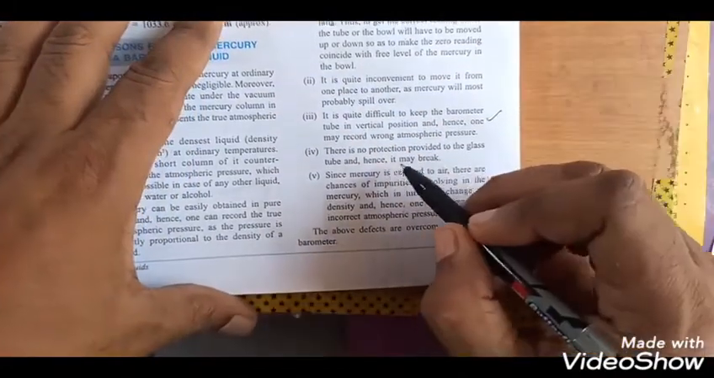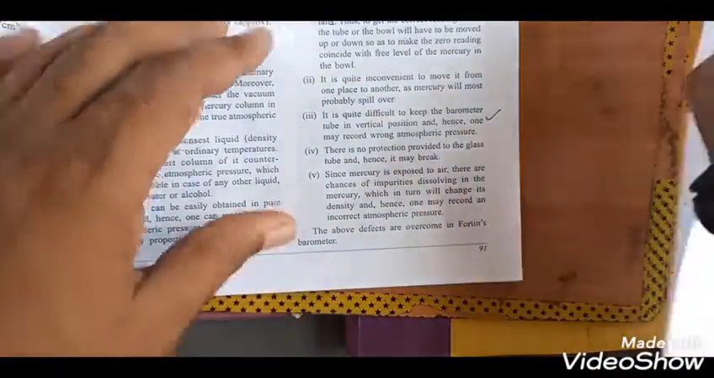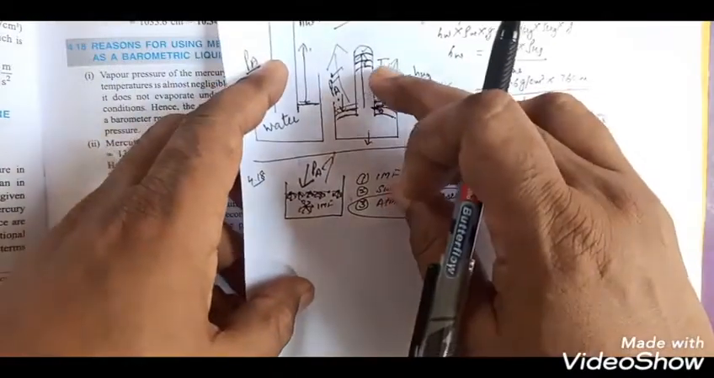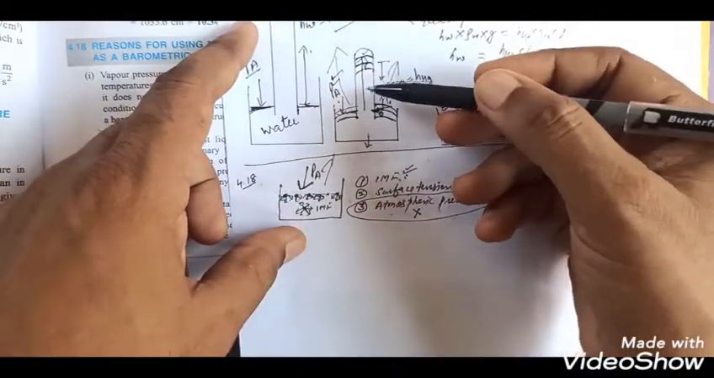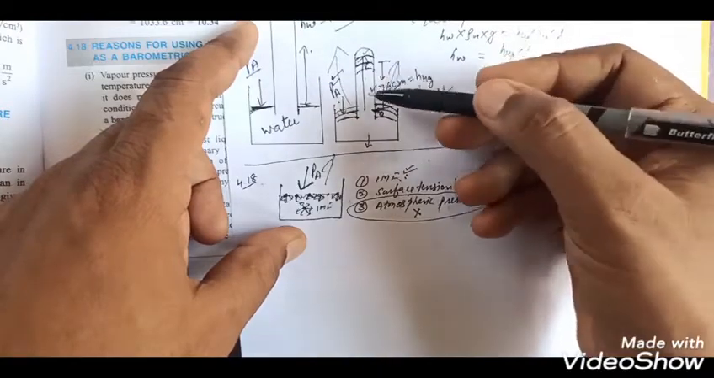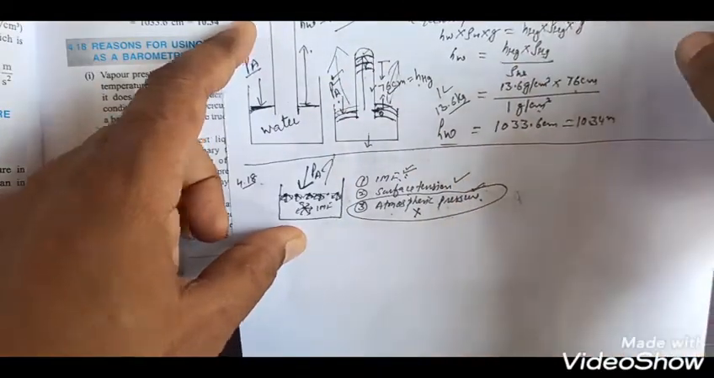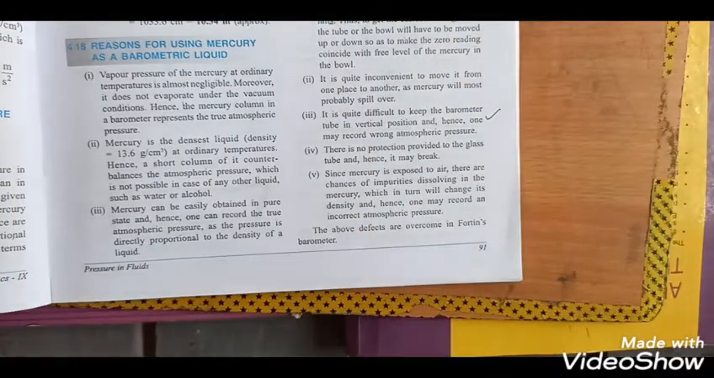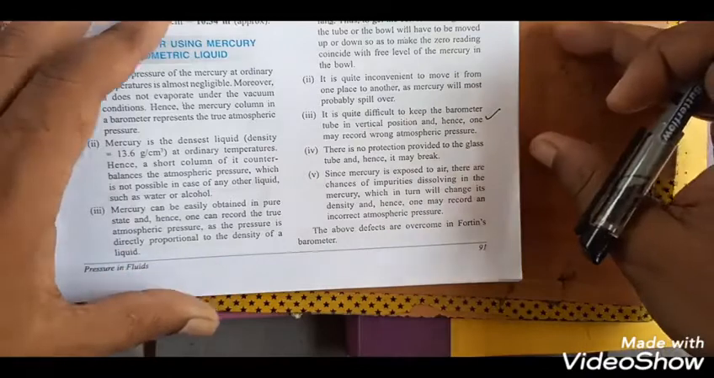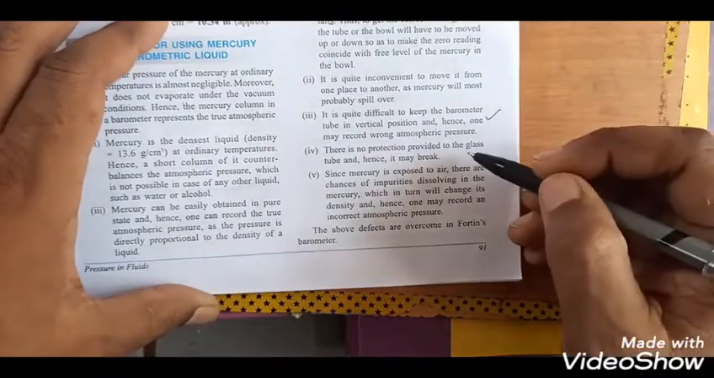Next one, there is no protection provided to the glass tube. See, protection is not there. It's a glass tube, a very thin glass tube only. If somebody hits it by accident, this tube may break. Break means the barometer will be broken, nothing will be there. So protection is also not there.